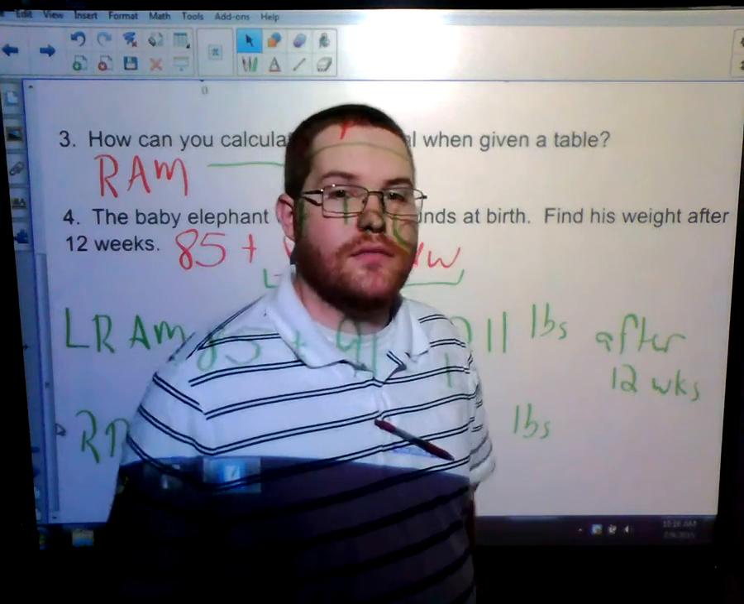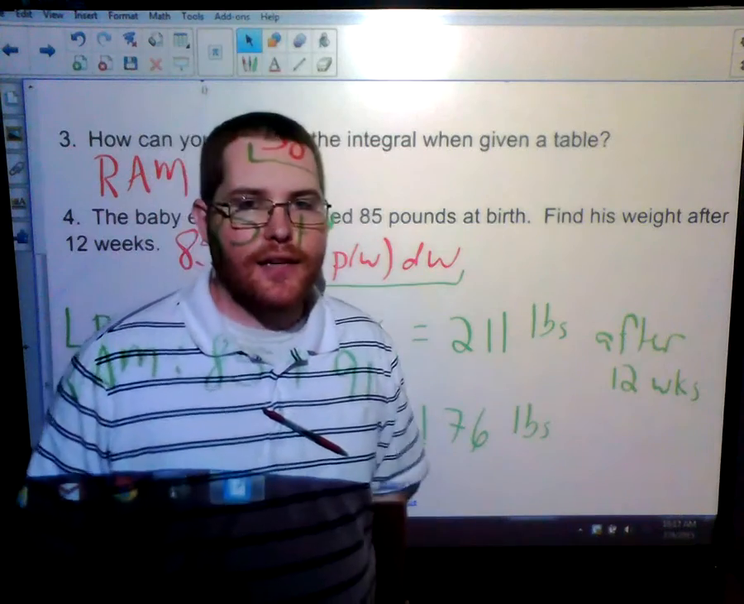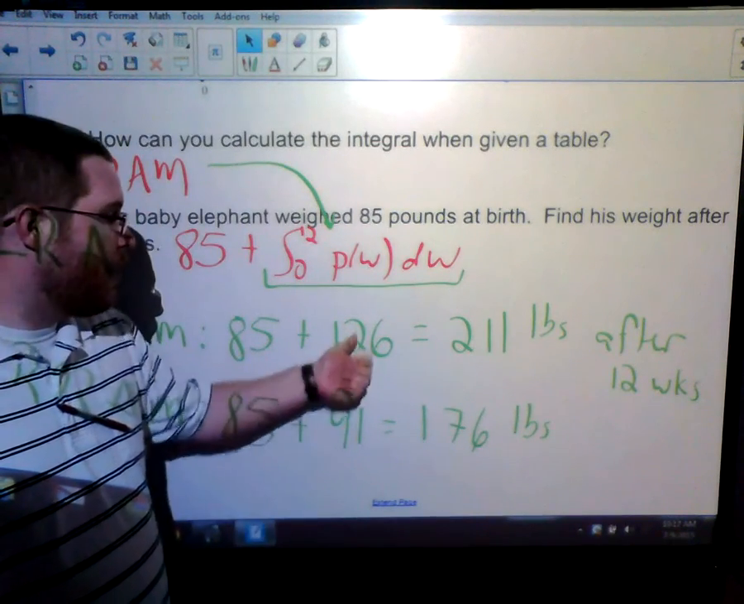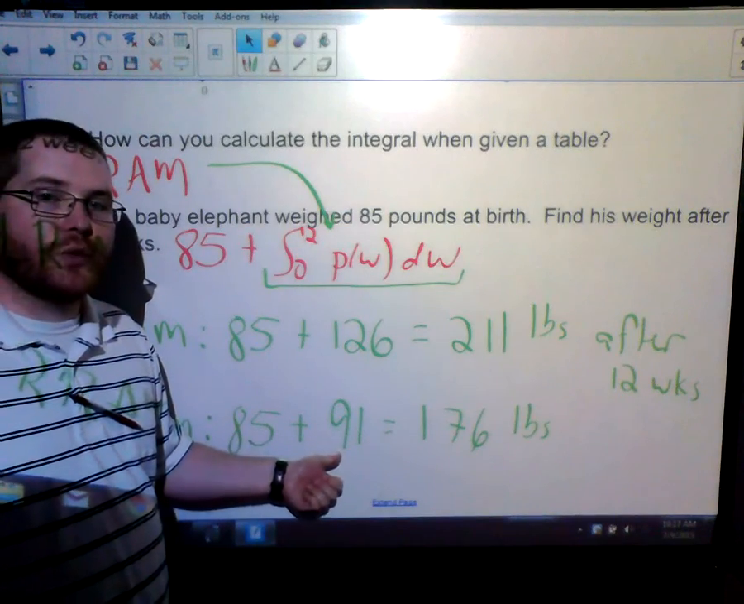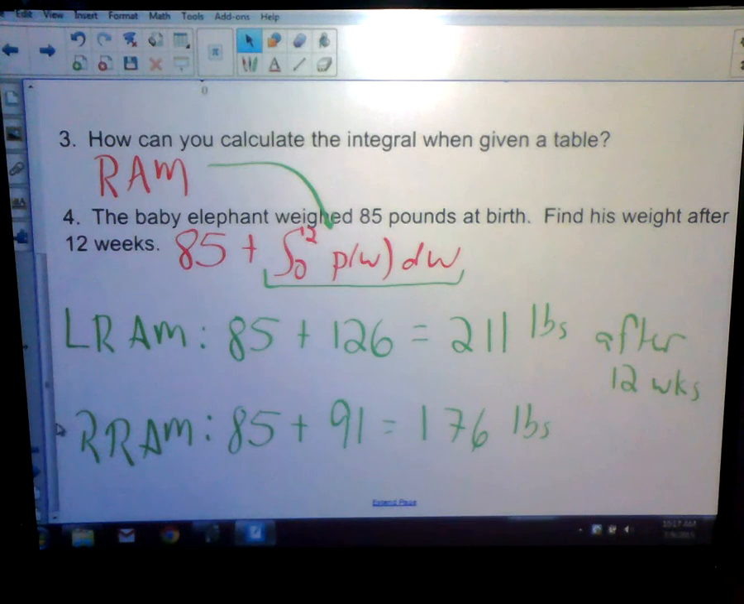Which one is right? Either one. We're using RAM to estimate because we don't have exact numbers. Why 85? That's how much he weighed. Why 126 and 91? That's how much we estimated he changed. So add them together and get your total. Okay?